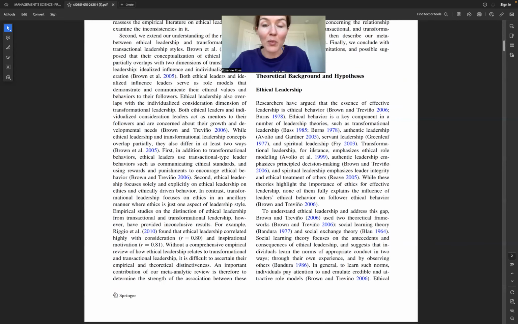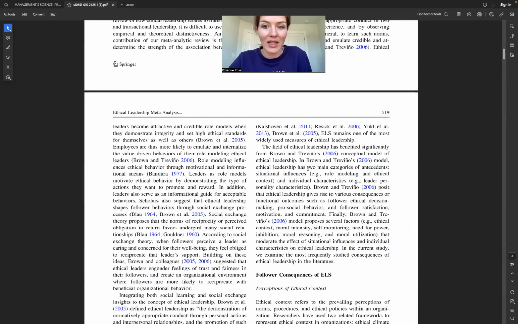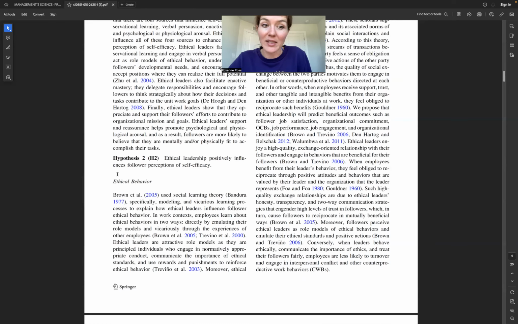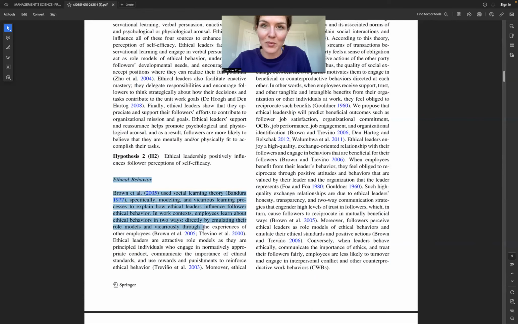So ethical leadership, we'll look at the definition here. Ethical behavior, let's look at what they say there too. And let's use this to write our description of ethical behavior in our rapid evidence review. So I hope this is helpful to get you started, get you thinking about how to look at your meta-analysis, and could be a resource later when you want to look for more articles.